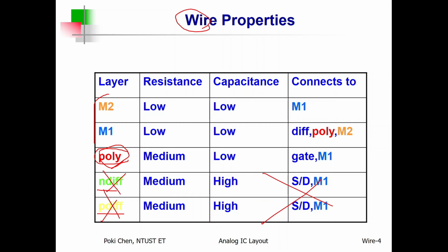But keep this in mind, polysilicon is only good for short wiring. For long wiring, we need to apply metal wires. Why? Because the resistance for such kind of metal wire is much smaller than the poly one.